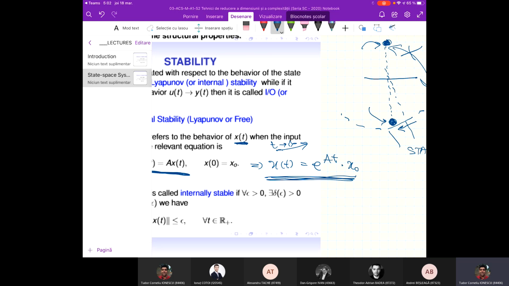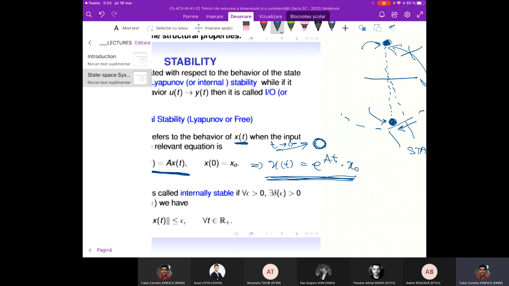What should be x of t when t equals infinity for a system to be stable? What's your intuition telling you? To x0. Not really, because it can't necessarily go to the initial condition. To 0? To 0, exactly.